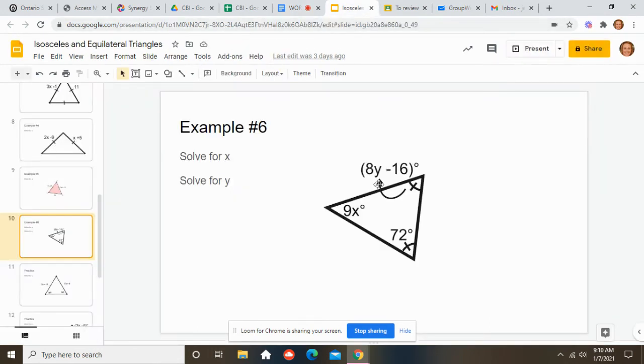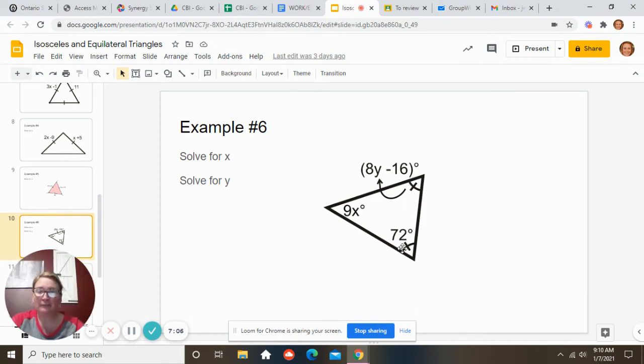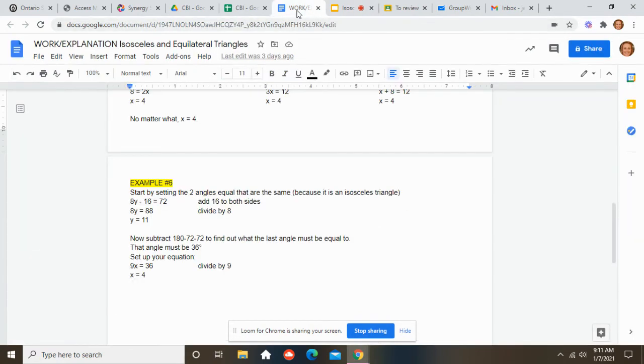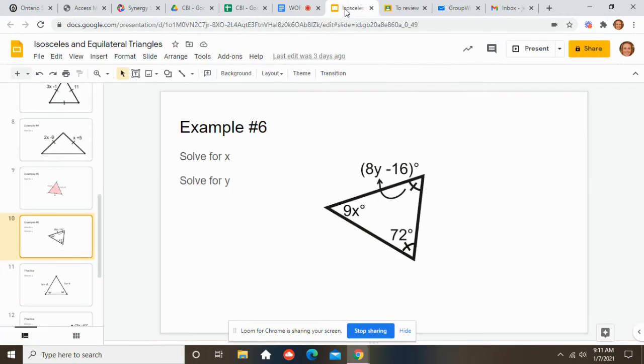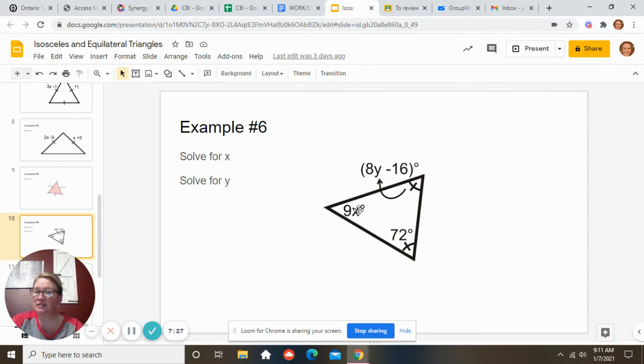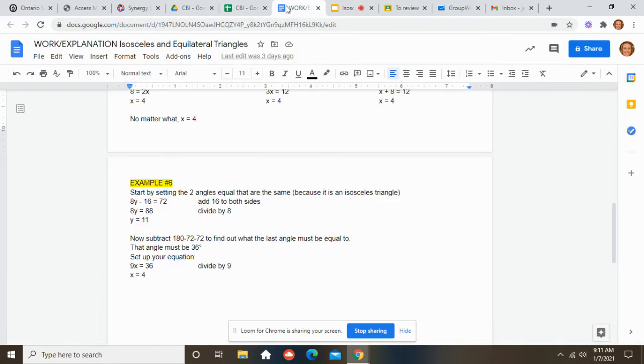And once you know the y, and you know that this is 72 and this is 72, well, you have a rule that says all three angles add to be 180. So you would say 180 minus 72 means that it has to be 36 degrees. So 9x equals 36, so x is equal to 4. Okay?